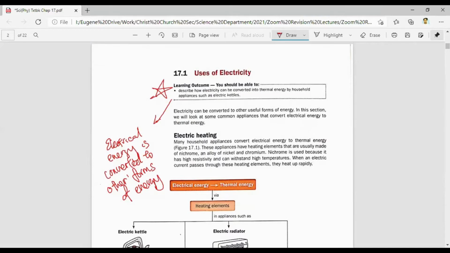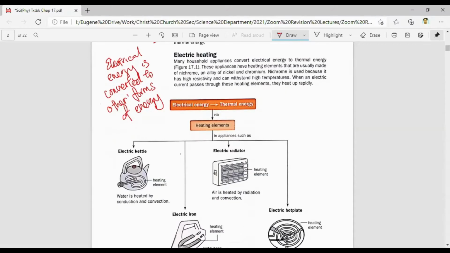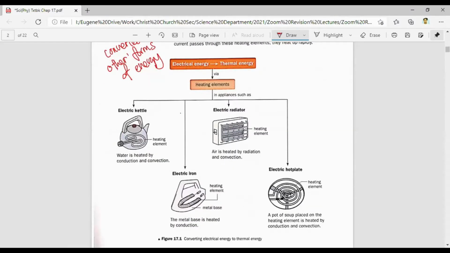Because electrical energy is converted to other forms of energy, we can make full use of it. So electrical to thermal, what are the things that we make use of? We've got the electric kettle to heat up water, electric radiator to heat up the air, iron, hot plate, all of this uses heat to make our lives easier. There are also those that convert electrical energy to kinetic energy, such as your fan, and many others. Your lamp is actually converting electrical energy to light energy.